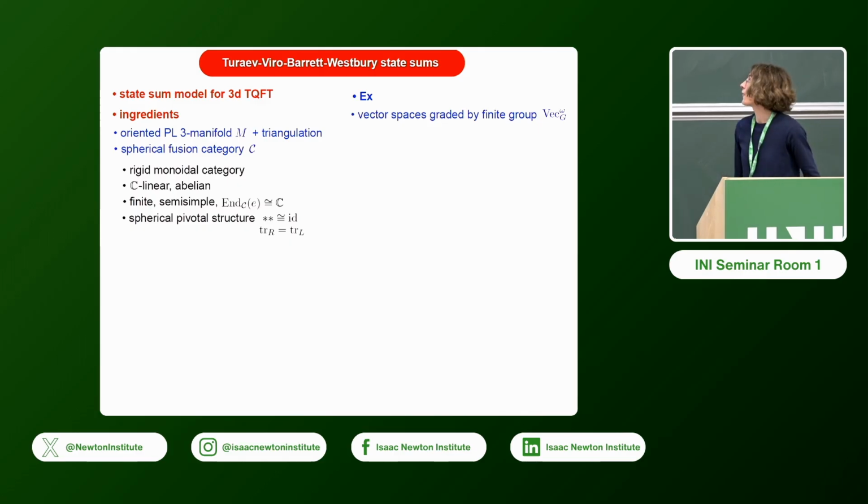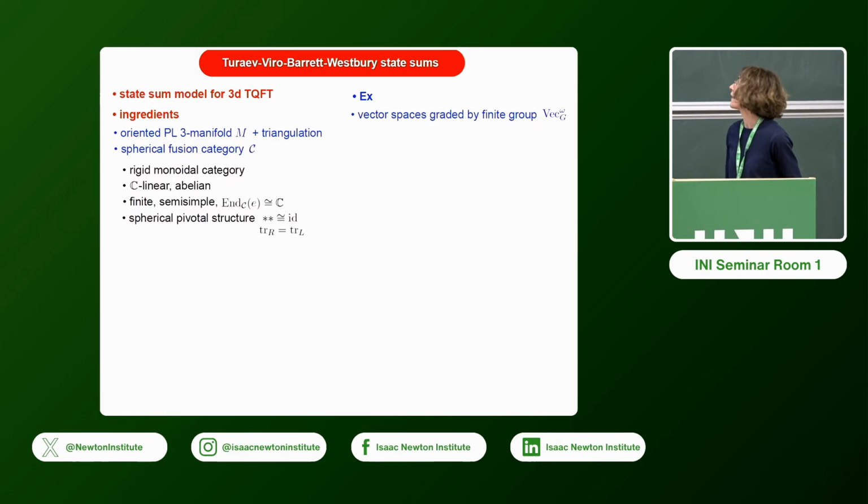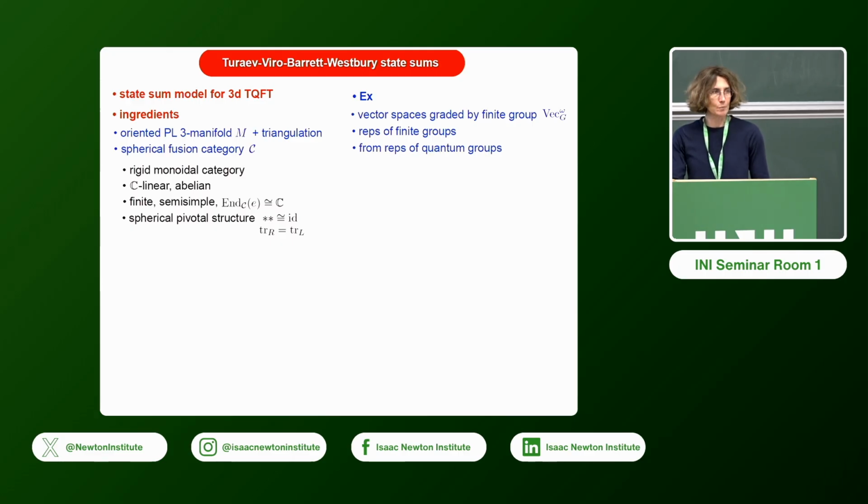So examples, the simplest examples are vector spaces graded by a finite group G and equipped with a cocycle. Then there are also representations of finite groups, and more examples can be constructed from quantum groups, or just from other Hopf algebras.